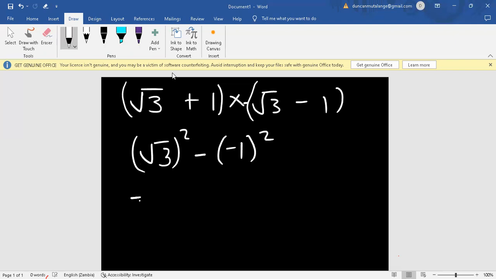So this, you know that it's just going to give you what? These square roots will cancel. So you're just going to remain with 3, right? Minus this 1 squared is just 1. It will just be minus 1. So this will just be equal to what? To 2. All right. So that is all that is there when it comes to conjugates.